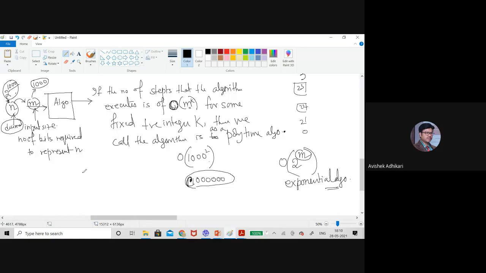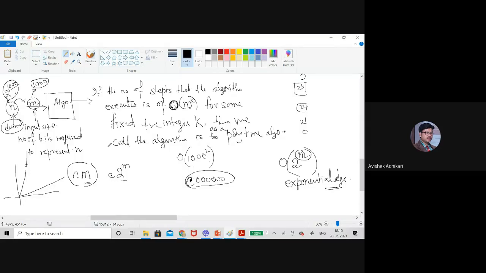So you can understand the nature of m and 2 to the power m. If you plot them, you can easily see that the growth of m is quite steady, whereas for 2 to the power m it will be exponential. The number of steps executed will be very high for 2 to the power m, whereas here it will be quite less. That's why they are called efficient algorithms with respect to this. Is it clear to all of you?